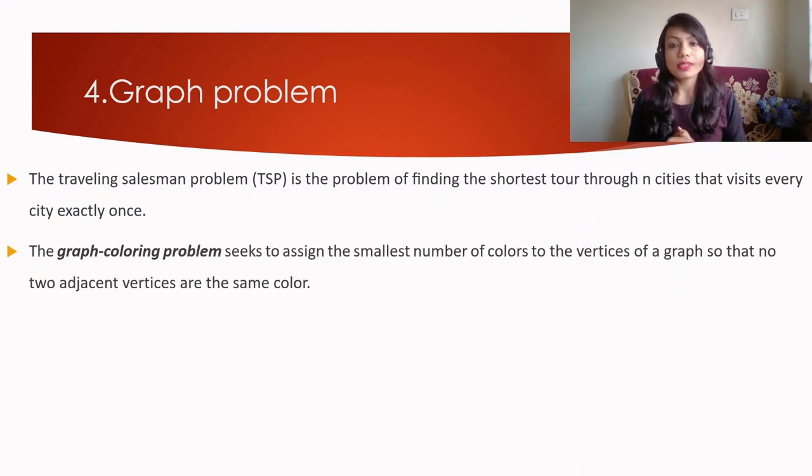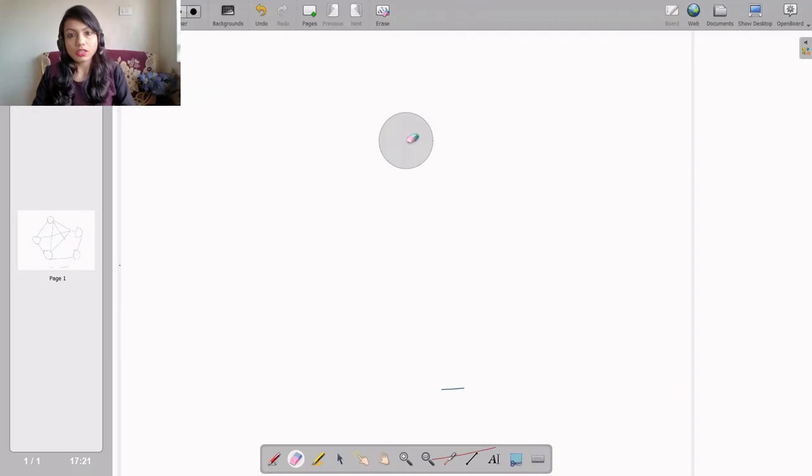The second problem is the graph coloring problem. What we do in the graph coloring problem is assign the smallest number of colors to the vertices of a graph so that no two adjacent vertices are of the same color. So given a graph, if this vertex is given red, this cannot be given red. It has to be given some other color, and you have to do it using the minimum number of colors. Now let's see the graph coloring problem.